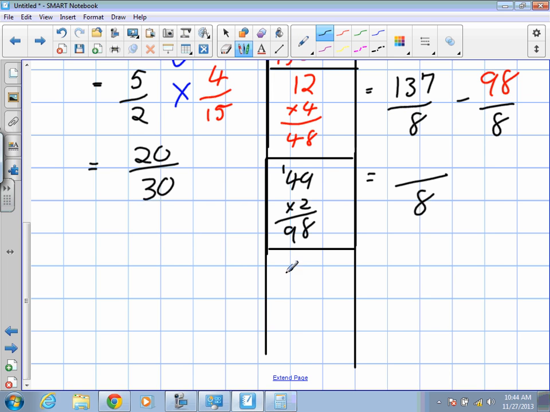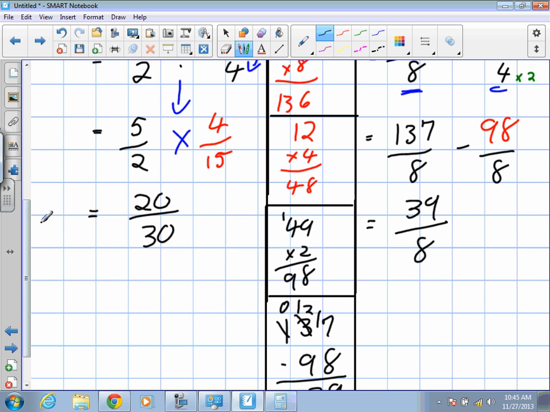137 and 98. Okay? 7 subtract 8 we can't do, so we have to borrow. This becomes a 9. 9 subtract 2 I can't do. Again, we have to borrow. 12 subtract 9 is 3. You're right. It was 39. So our answer is 39 here.